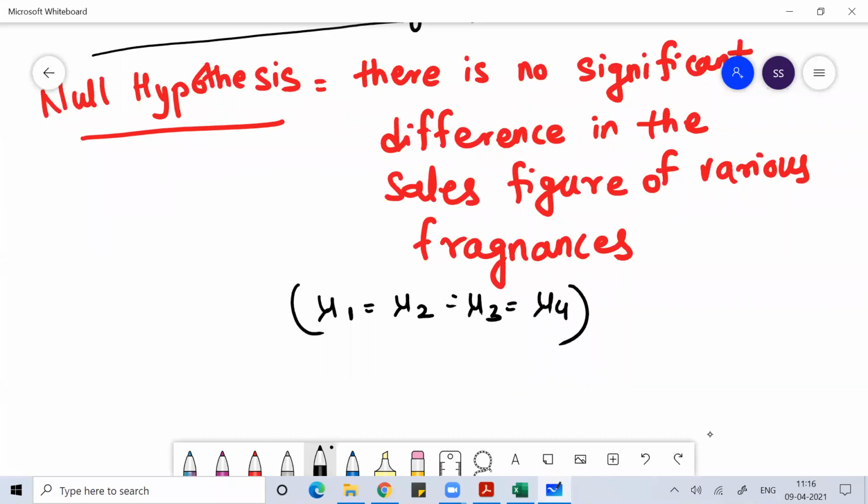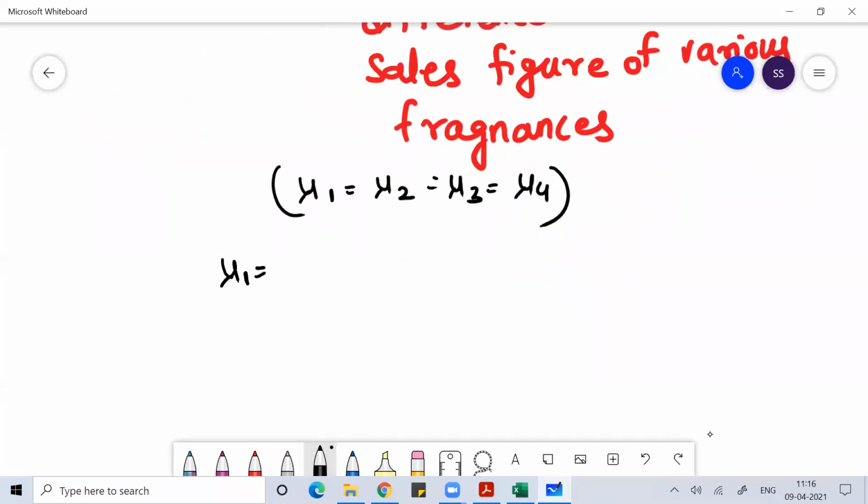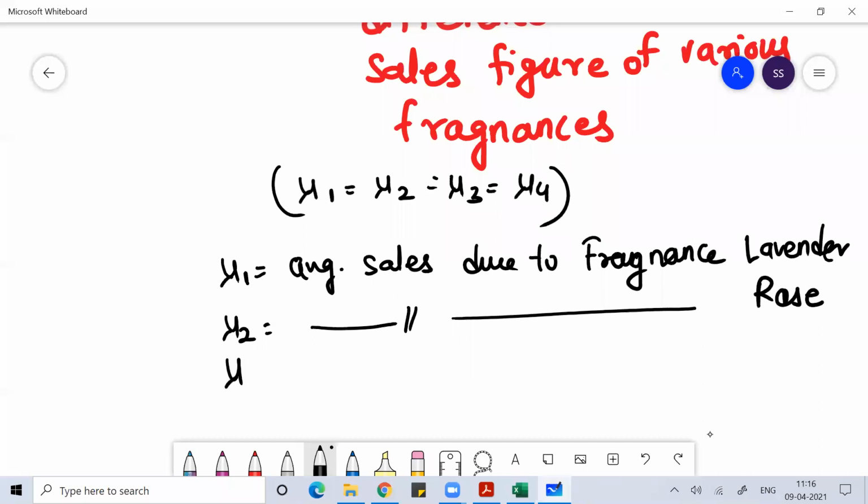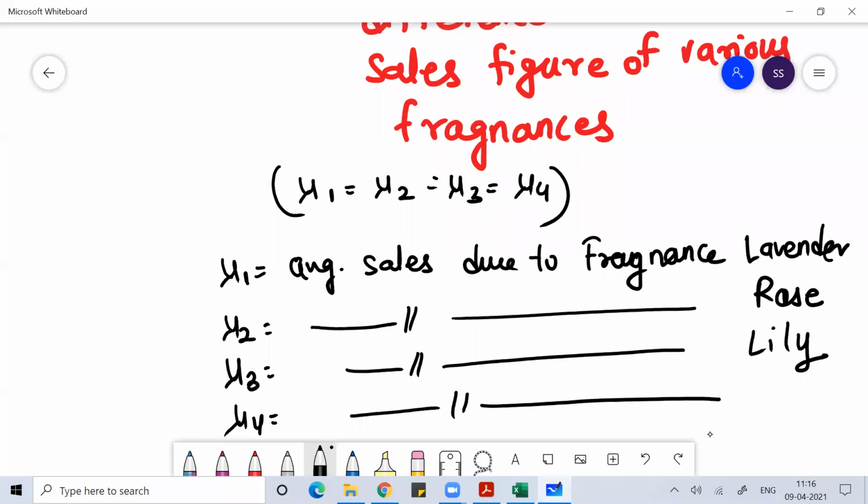What is mu1? What is mu2? You have to explain what is mu1. Mu1 is the average sales due to the fragrance lavender. Fragrance spelling can be wrong. What is my mu2? Mu2 is the average sales due to the rose. What is my mu3? My mu3 is the average sales due to the fragrance lily. What is mu4? Mu4 is the average sales due to the fragrance daisy.